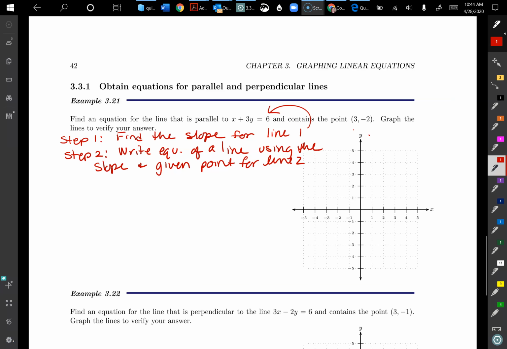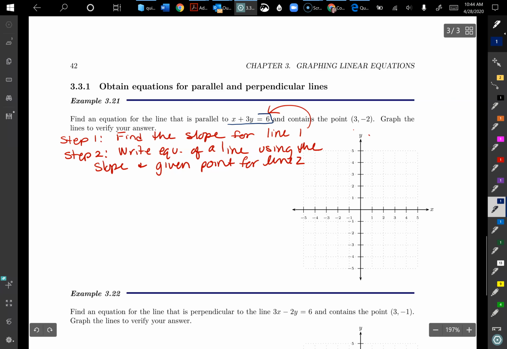Okay, so we're now looking at obtaining equations for parallel and perpendicular lines. This one's a little bit tricky and we need to mix a bunch of skills together. So here we go. Find an equation for the line that is parallel to x plus 3y equals 6.